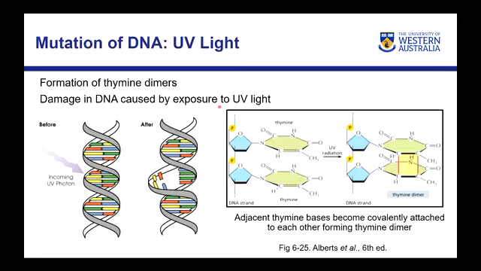So damage in DNA is caused by exposure to UV light. So here is UV light incoming, and here is the formation of thymine dimers. You can see the distortion in the helix that it's causing.